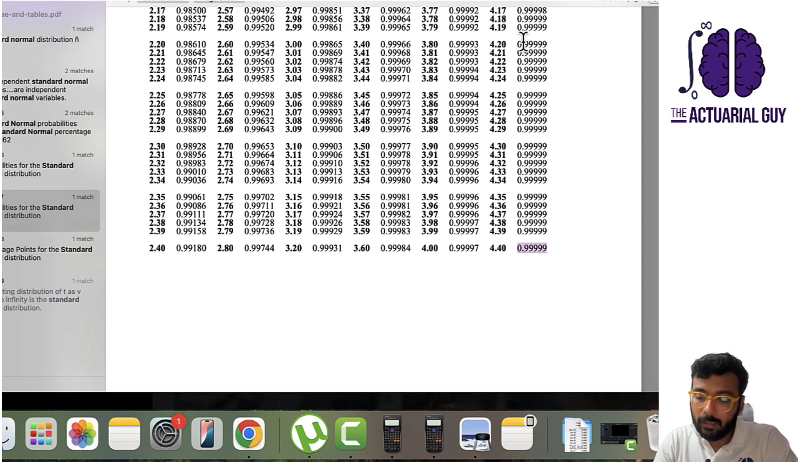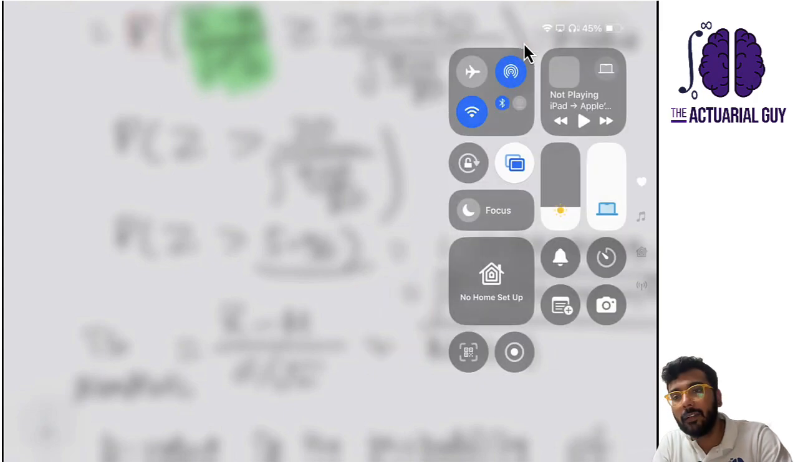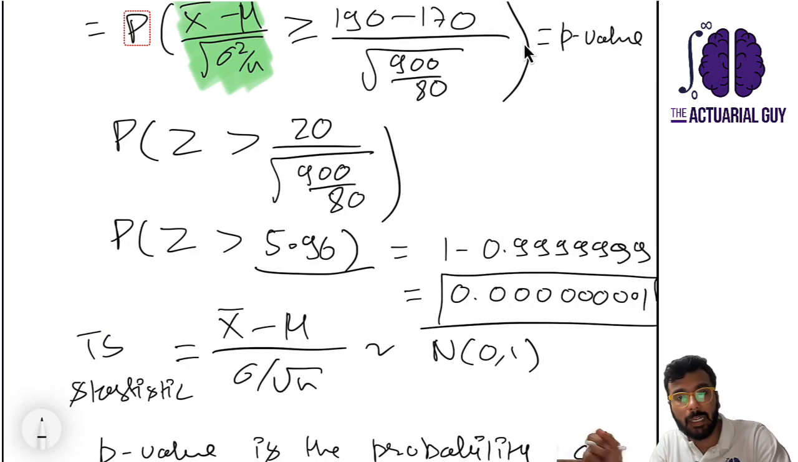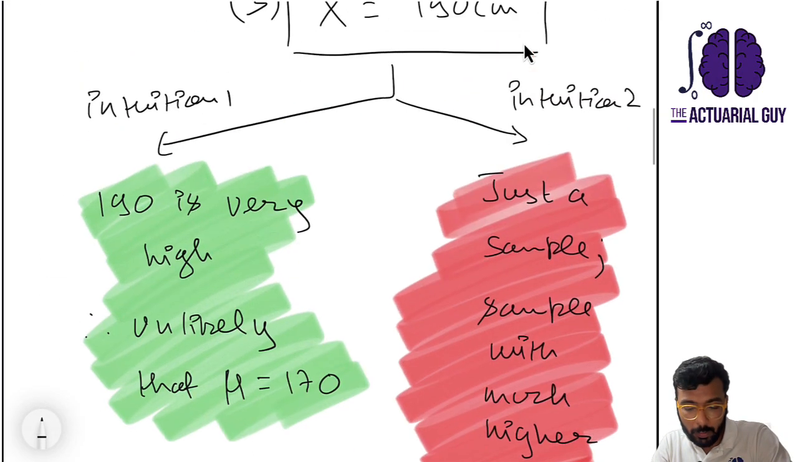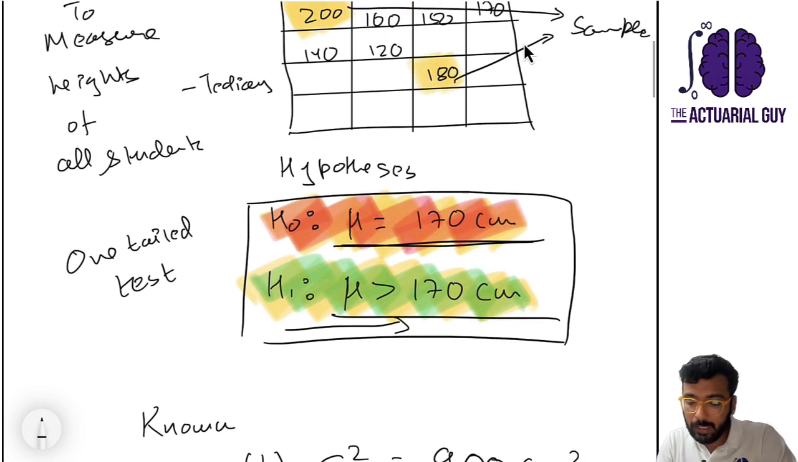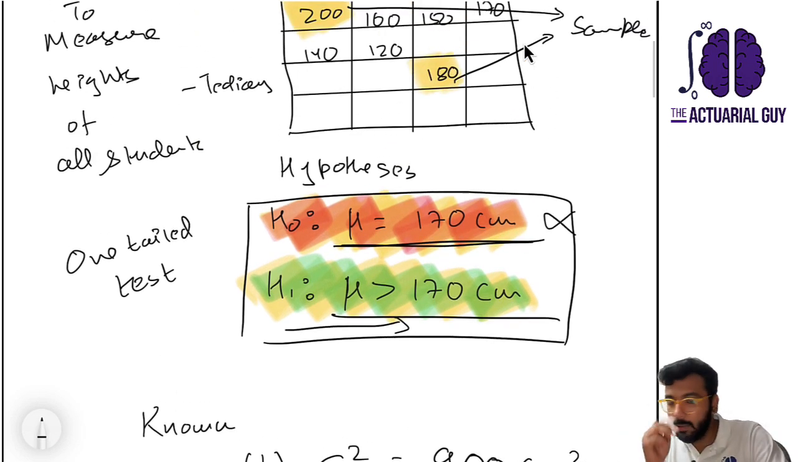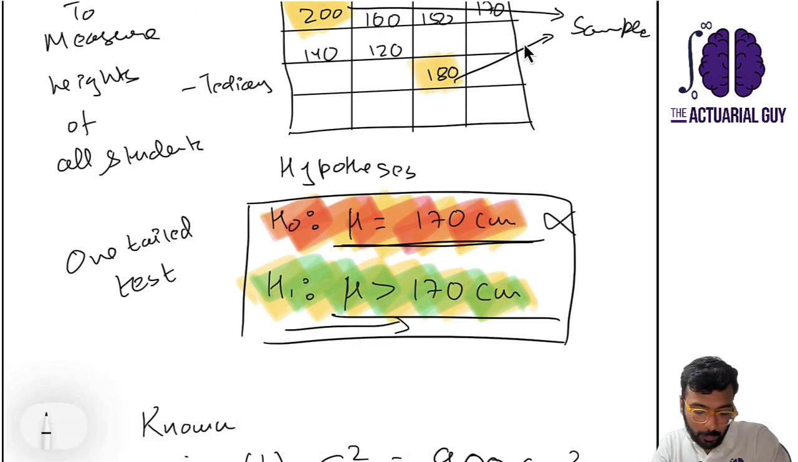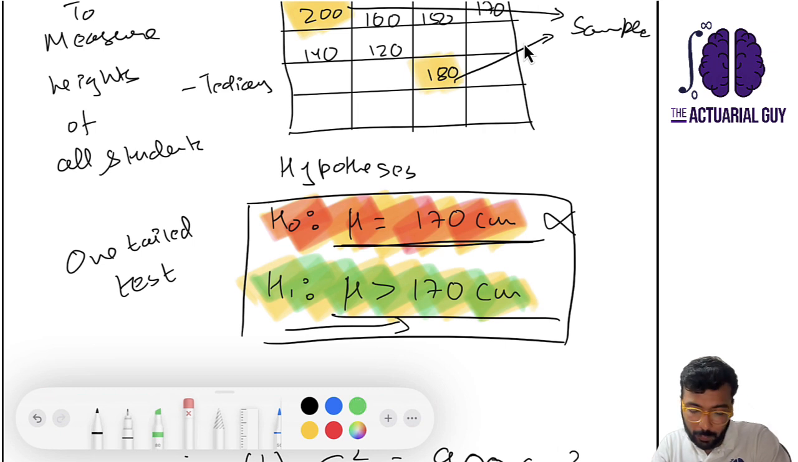What does that mean? That means it's very unlikely to get this class of students where the average height is 190. So your intuition was really correct, that 190 is very high. It's unlikely that mu is equal to 170, and thus we reject the null hypothesis.